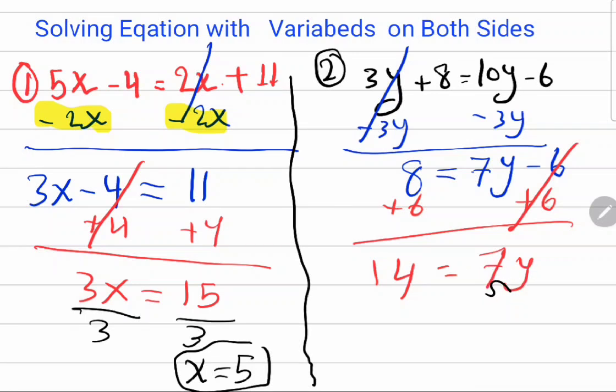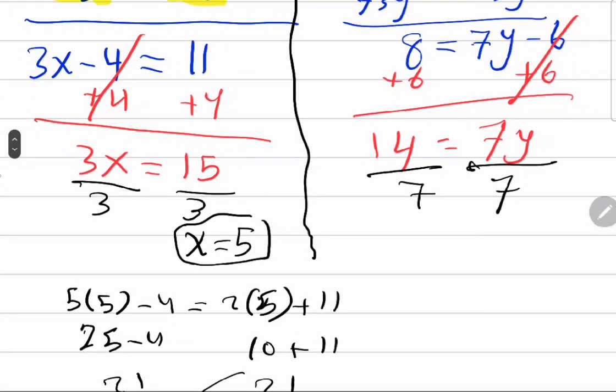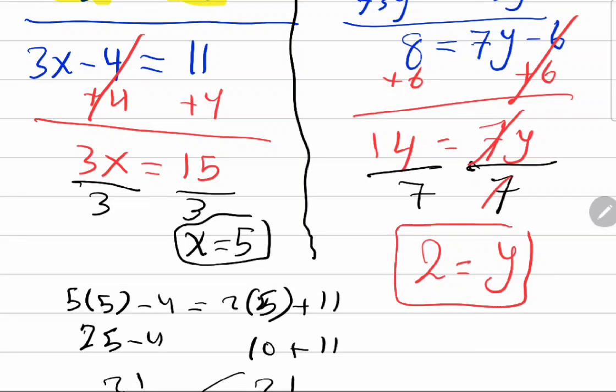So we have 7 times y equals 14. We need the inverse operation. The inverse operation of multiplication is division, so divide the right side by 7. That means we need to divide the left side by 7 as well. Now on the right side, we are multiplying by 7 and dividing by 7, so these 7's cancel each other out. Y is now isolated, so we have y equals, and then on the left side, 14 divided by 7 gives us 2. So y equals 2.